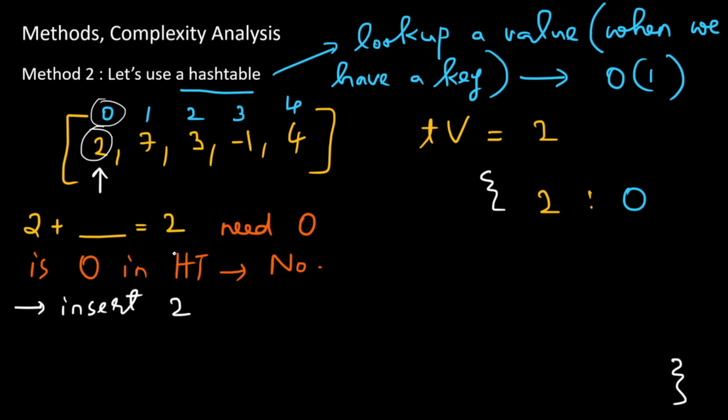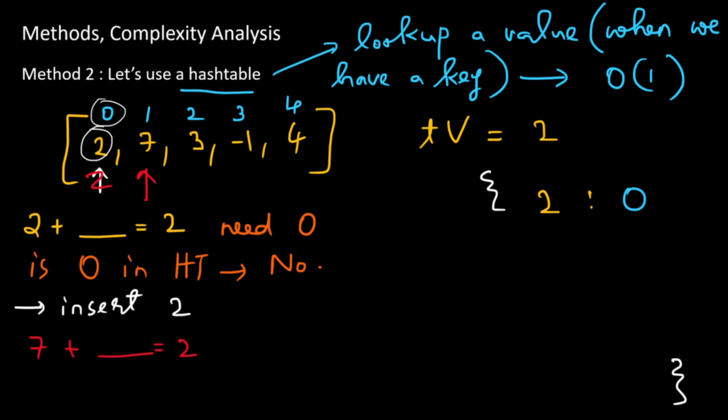So notice what we are doing over here. We are storing the array into the hash table, right? So we don't need to traverse the array again to see whether we have 2 or not in the array. So that's the basic thing that we are trying to do over here. All right. Now again, we move the pointer from 2 to the next index, which is 7. Now what is the needed value at this point? 7 plus something is equal to 2.